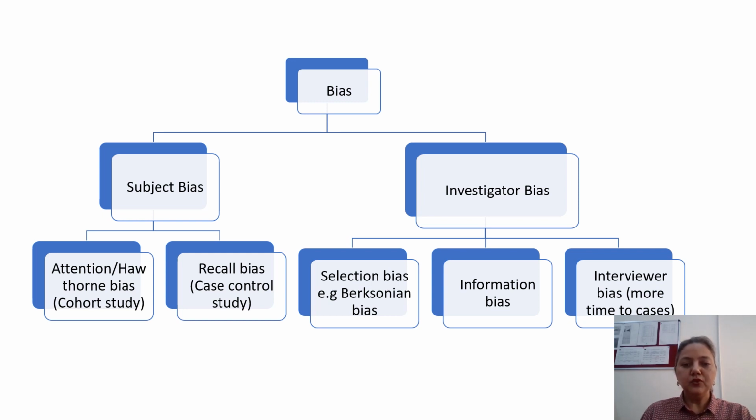Selection bias is when we do not select the sample properly. Like if we select the cases from a hospital, it will be called Berksonian bias. Information bias is when we are concerned more about getting information from the cases as compared to controls, or detailed information from the exposed than the non-exposed group. Similarly, in interviewer bias, the interviewer may prepare a questionnaire which is leaning more towards the cases or the exposed group rather than controls or the unexposed group.